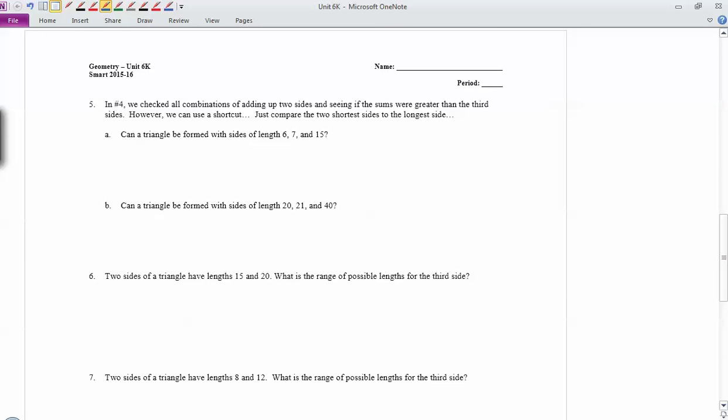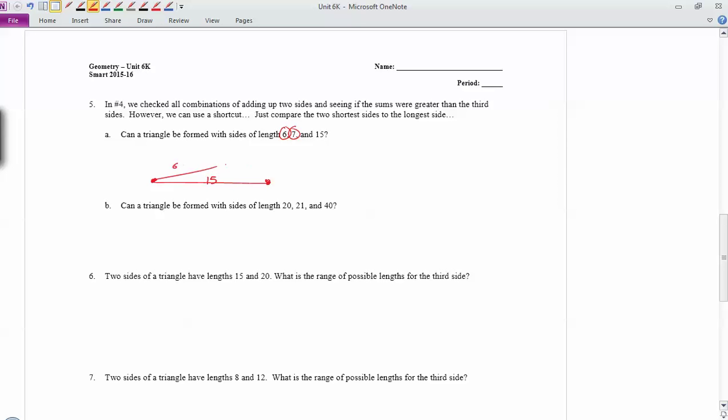So 5 talks about that shortcut. Just think about the long side. That's the most important part. So if I put down the 15, the question is, can I connect the 6 and the 7 if I put the 6 on this side and the 7 on that side? Well, if you think about it, 6 plus 7 is only 13.